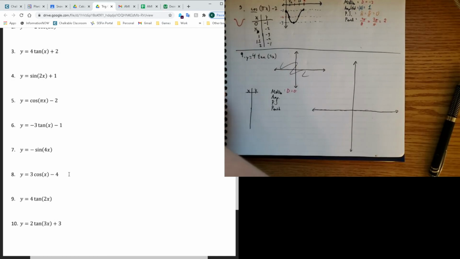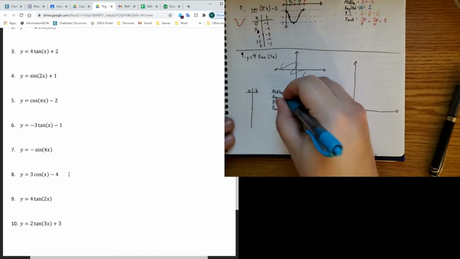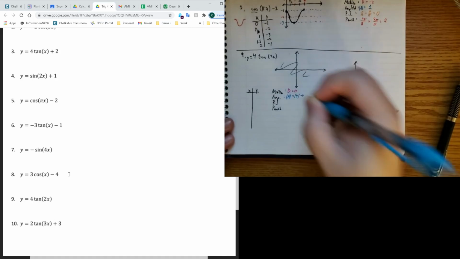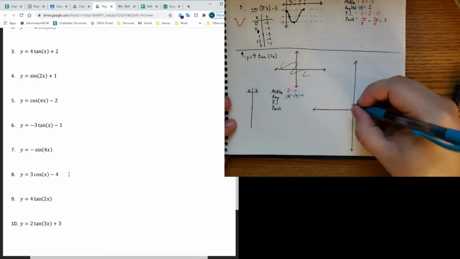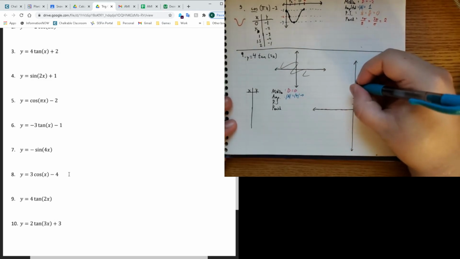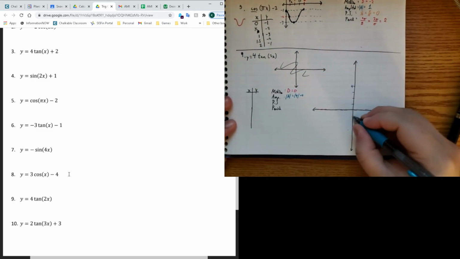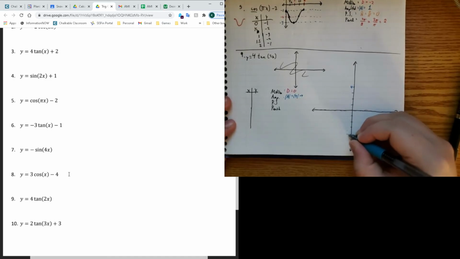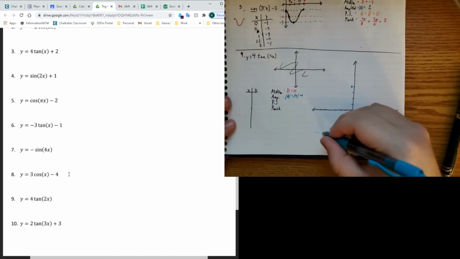My amplitude, it says, is 4. Remember, the amplitude is the absolute value of A. So the absolute value of 4, which is, of course, 4. So that means I need to go up 4. So 1, 2, 3, up 4. And down 4. 1, 2, 3, 4 to negative 4 to create my next lines.